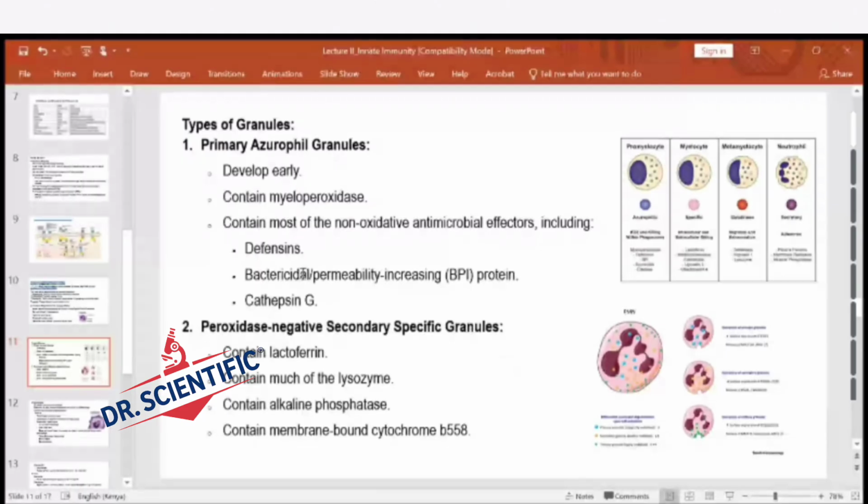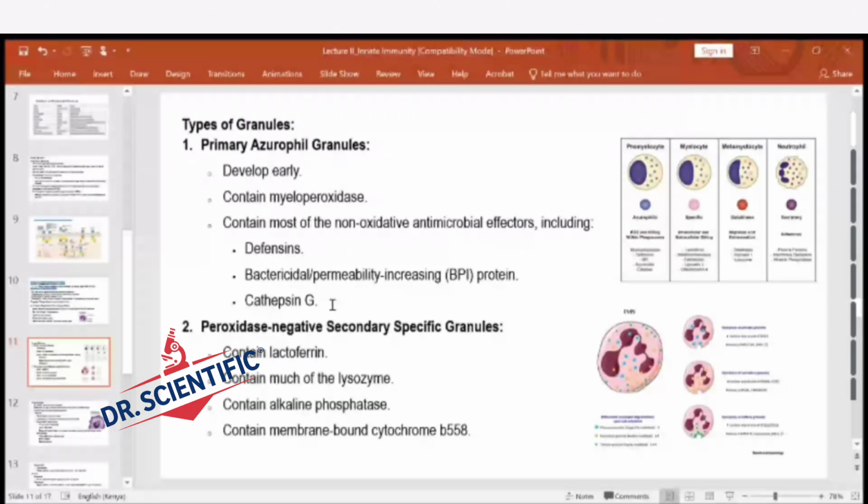Bactericidal permeability increasing protein (BPI) is present in azurophil granules. What this protein does is that it creates holes within the cell wall of the bacteria, and the bacteria is able to take a lot of liquid into it, and it lyses. Then we have cathepsin G.